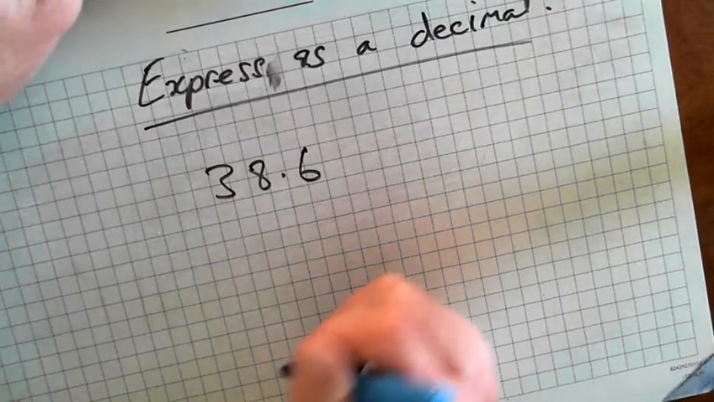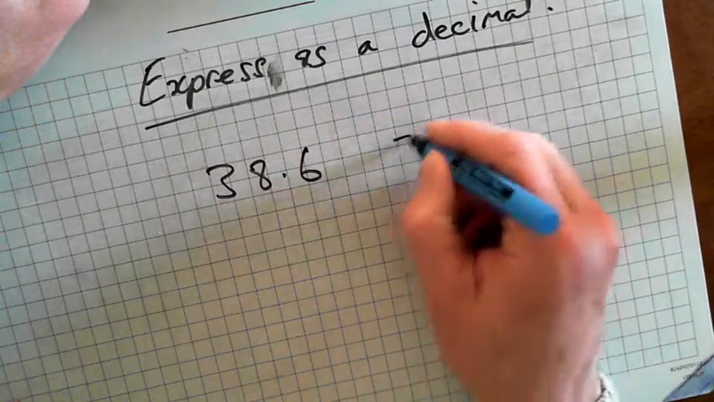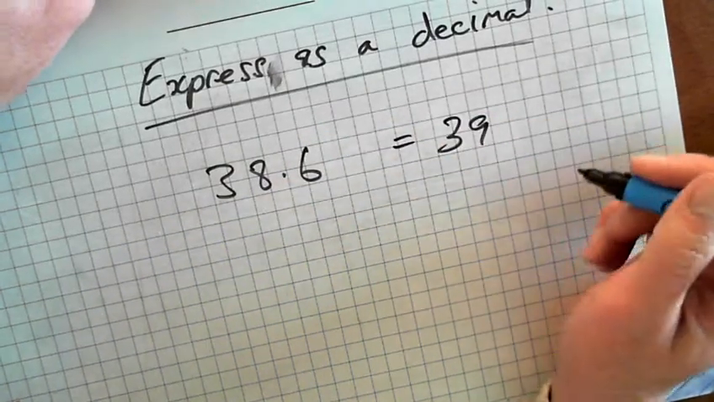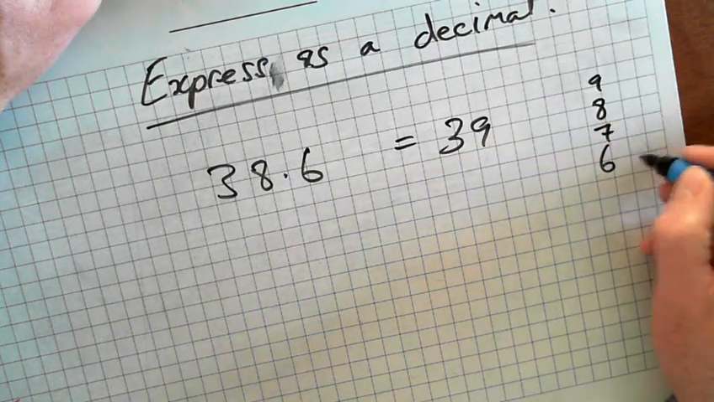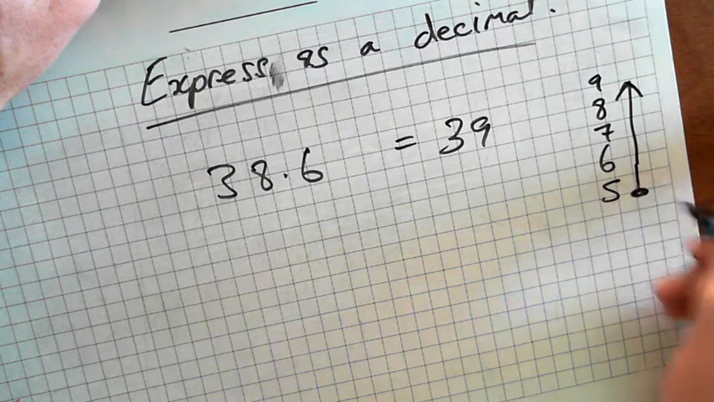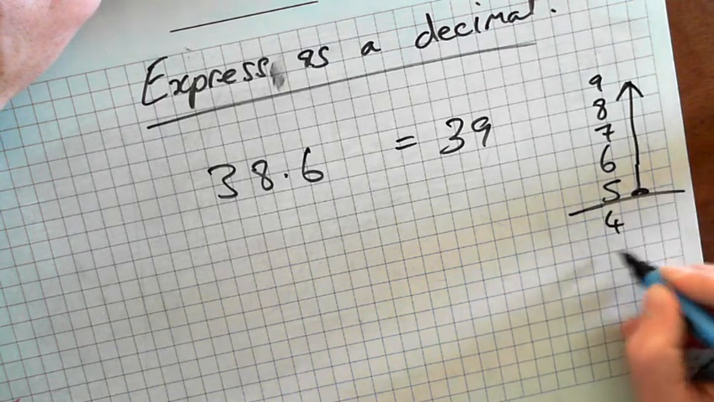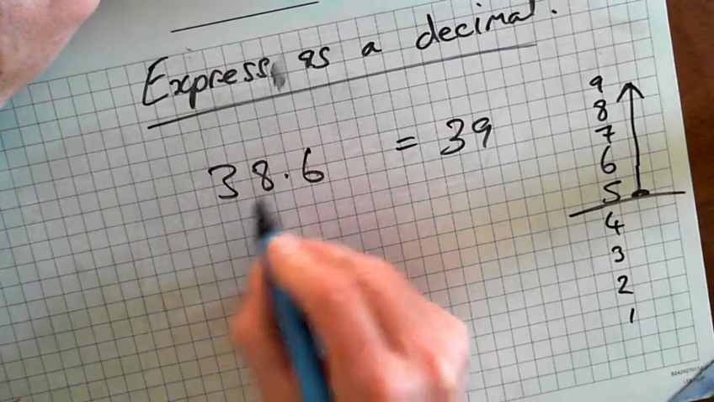38.6. What's the nearest whole number? The 6 brings you up to 39. What's the rule? If it's 6, 7, 8 or 9, round up. Or a 5 as well, round up. And if it's a 4, 3, 2, 1, leave the number alone. No, you don't round it down.